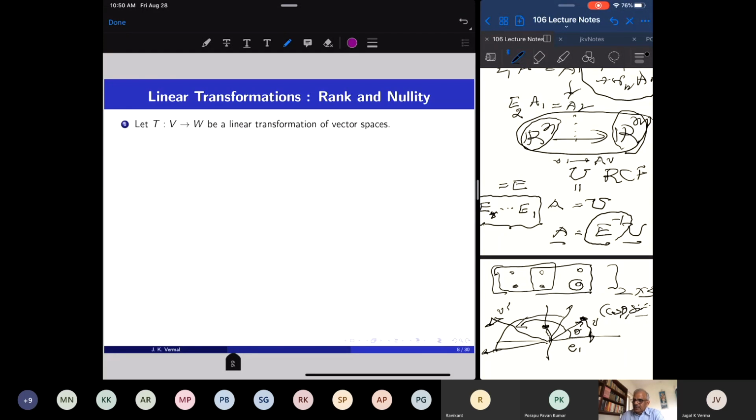Right? So let me define rank and nullity for linear transformations, and we'll prove the rank nullity theorem for linear transformations. So take a linear transformation of vector spaces. There are two subspaces. Just as we associate 4 subspaces with a matrix, we associate 2 subspaces with a linear transformation.